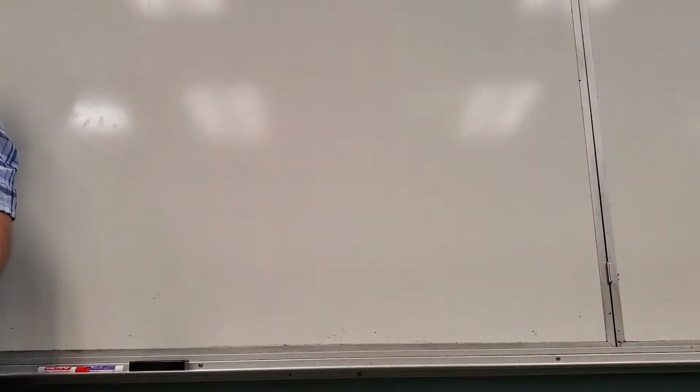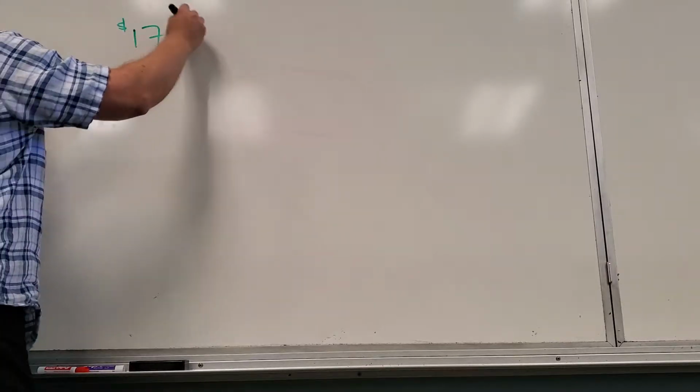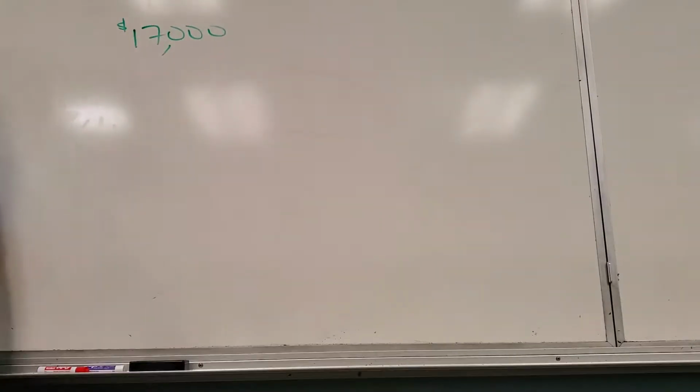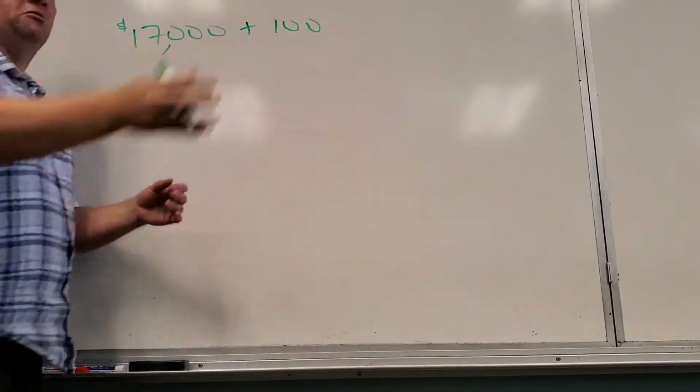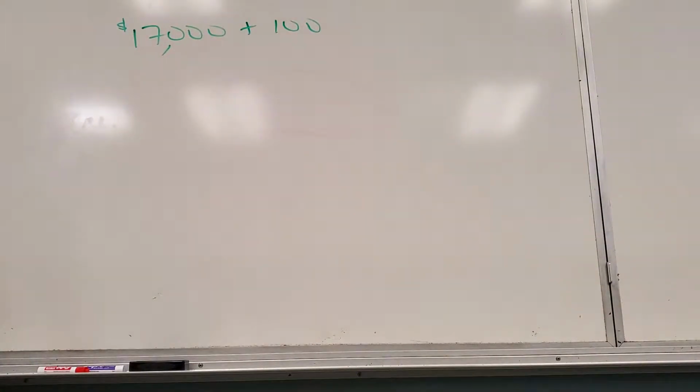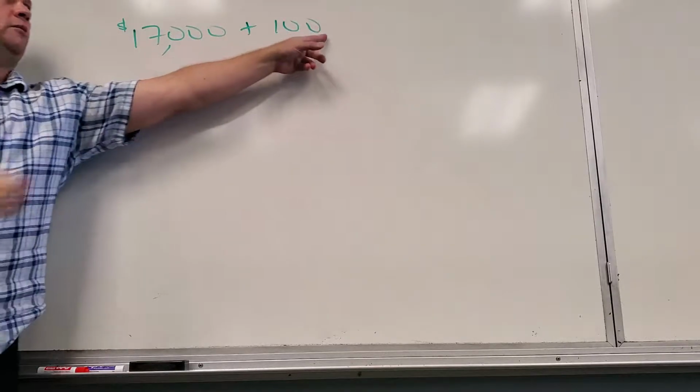So can you write how much money she would make at company A? 17,000. No matter what she does, she just sits there and she gets 17,000 bucks. Plus $100 commission times X. Almost anytime you see a "per" phrase in an English sentence, like per TV, that's going to have a variable on it.